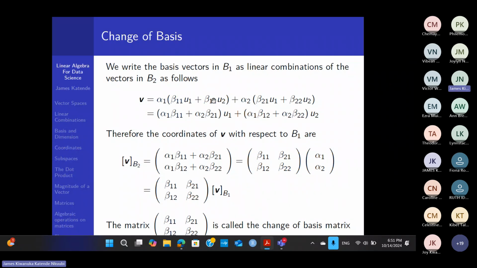this B11 and B12, they form the first column of the matrix. B21 and B22 will form the second column of the matrix. So this is the matrix you're looking for. Once you have this matrix, you're able to convert coordinates of the V with respect to the basis B1 to coordinates of the same V, but now with respect to the basis B2.